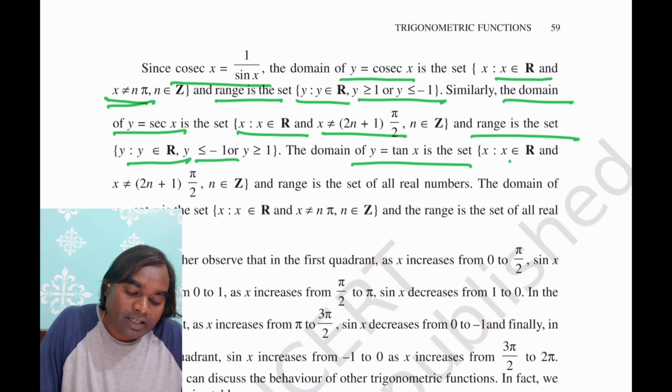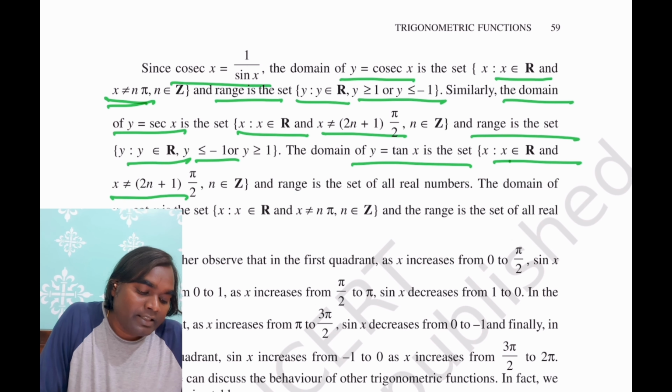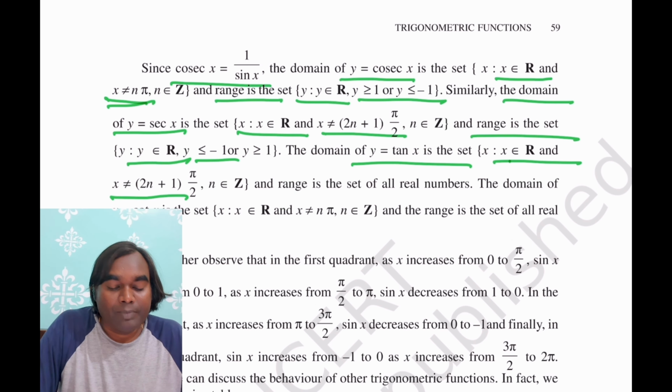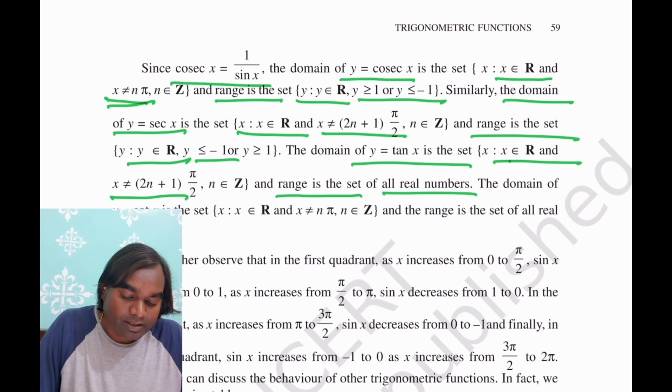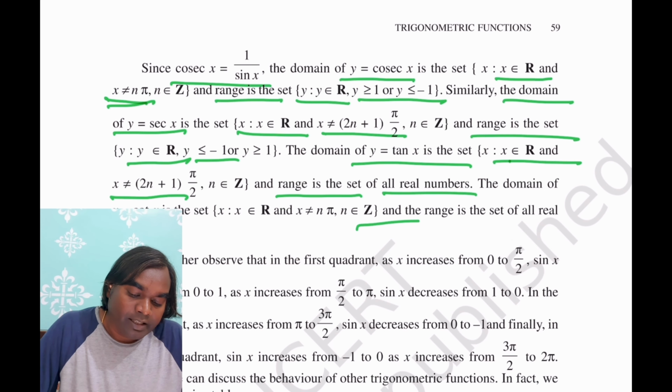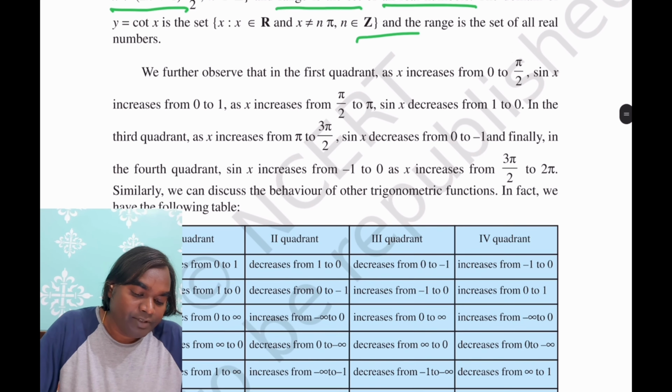The domain of y equals tan x is the set of real numbers, and again x should not be equal to (2n plus 1) pi by 2. And the range for y equals tan x is the set of all real numbers. Similarly, you can find the range and domain of other trigonometric functions.